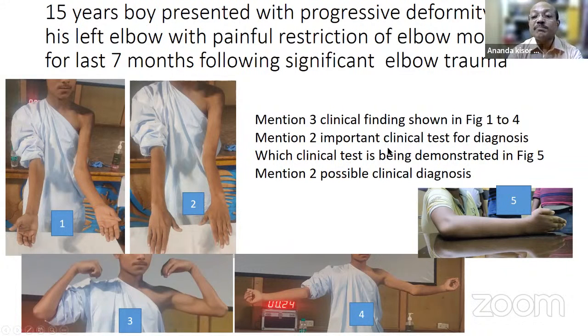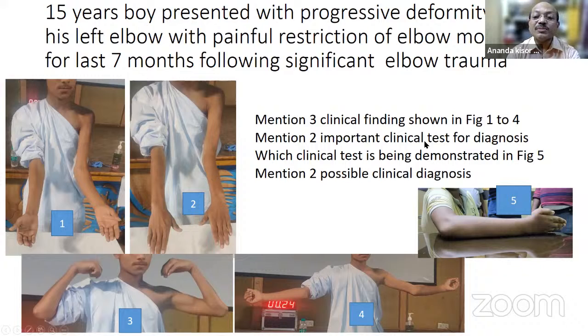Now mention two important clinical tests. What are your two possible clinical diagnoses? The most important clinical diagnosis is a non-united or malunited lateral condylar fracture of the humerus.